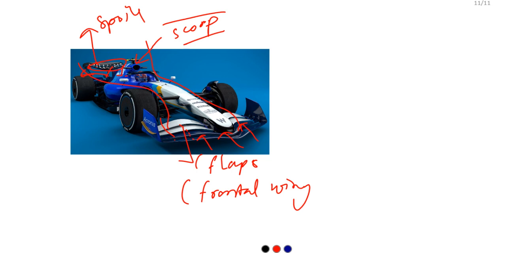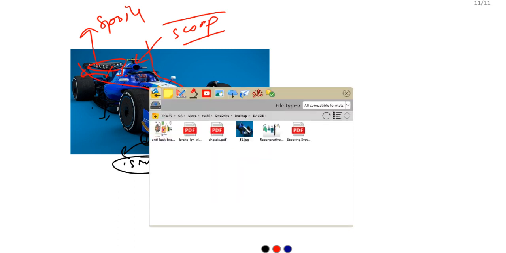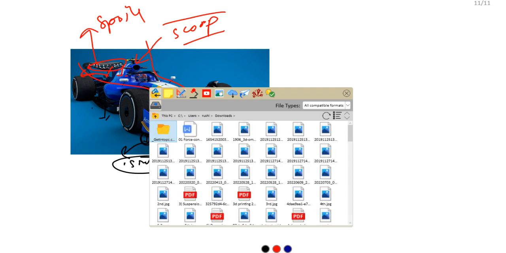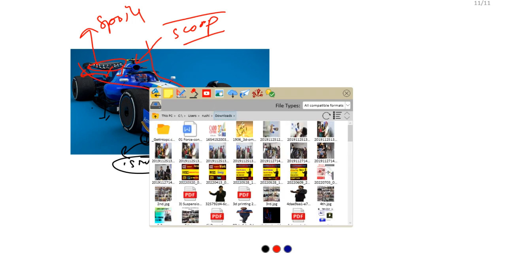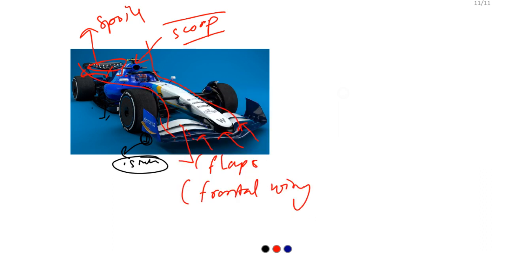So you can see here the wings, scoops, and spoilers in Formula 1. And see this one, very small amount, around 0.5 inch, even less than 1 inch, the ground clearance here. This is playing a very important role. Again, I'll place some more images.